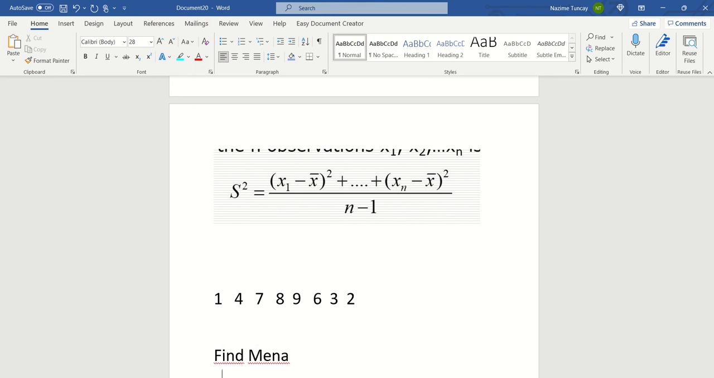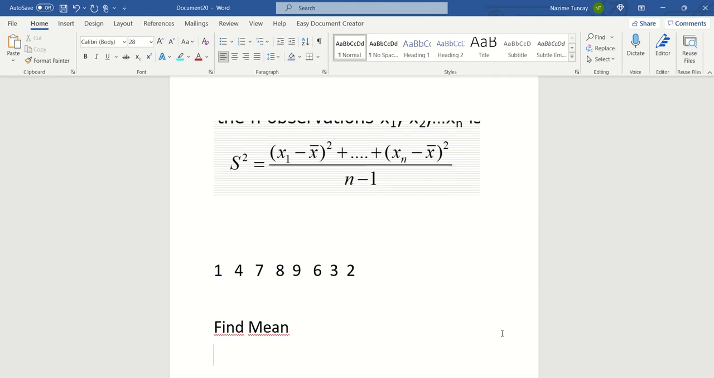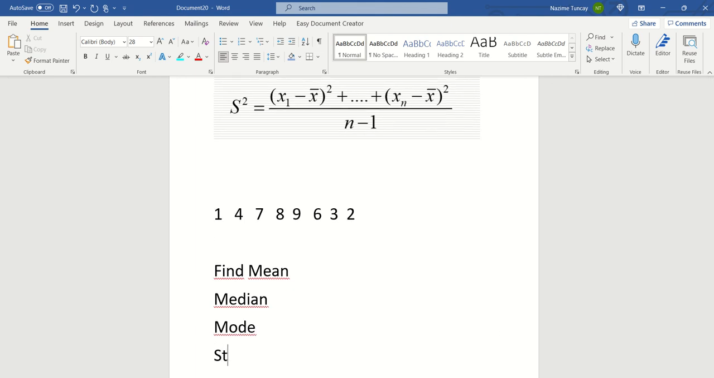Find mean, median, mode, variance, and standard deviation. Yes, here is the equation. Please solve it by yourselves now.